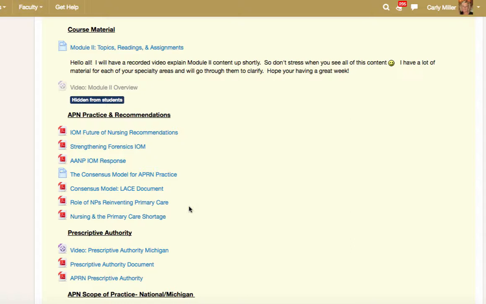The next one is the role of NPs reinventing primary care. It's just a good PDF file to look at, supporting our practice and our integration within the system. Same thing with nursing and the primary care shortage. It's just another good document to look at.